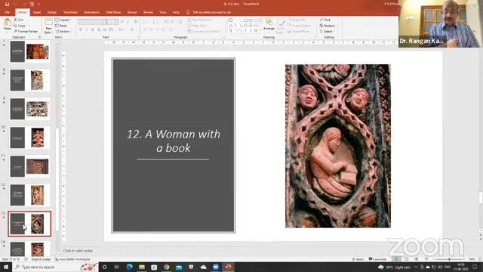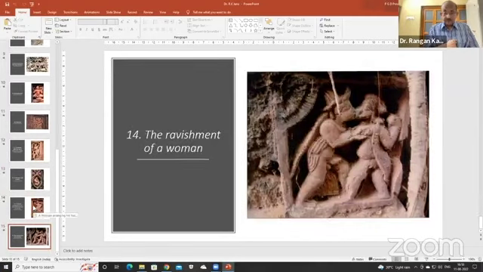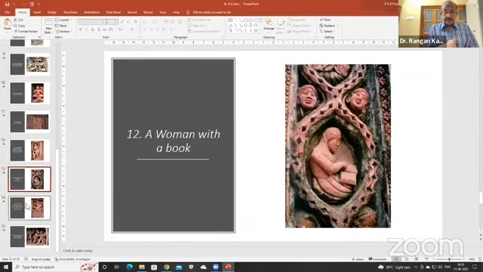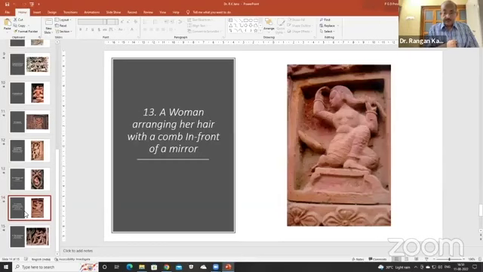A woman, figure number 13. A woman arranging her hair with a comb in front of a mirror. It shows the treatment as made by the artisan, particularly the sitting posture, proportion of the body, and the private space surrounding the woman during her dressing.